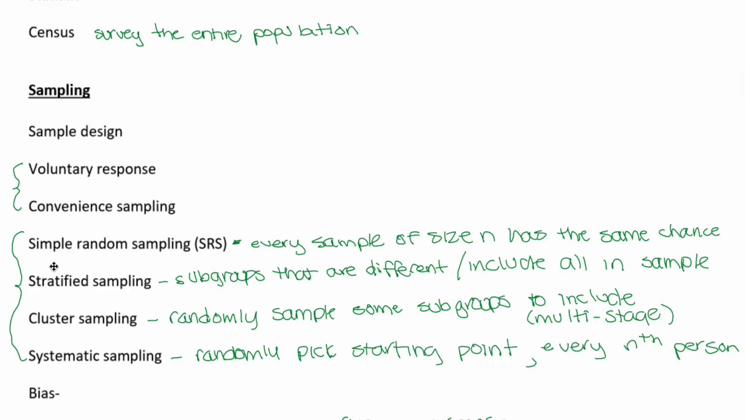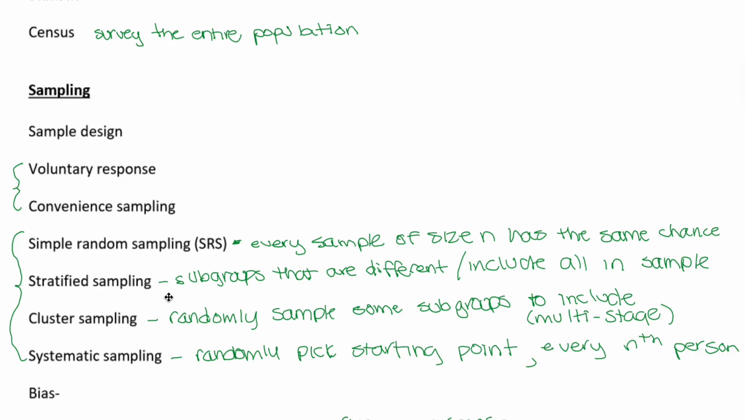And what is simple random sampling, also known as SRS? This is where every sample of size n has the same chance. So remember that this is the formal definition for SRS. It's not that every person in the population has the same chance to get picked. It's that every sample of size n has the same chance. So sample is a key term.